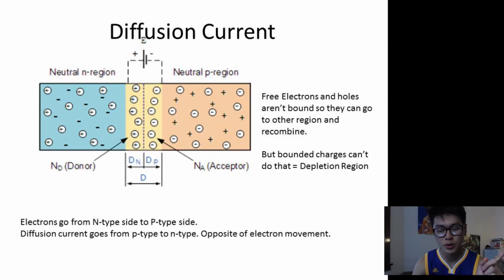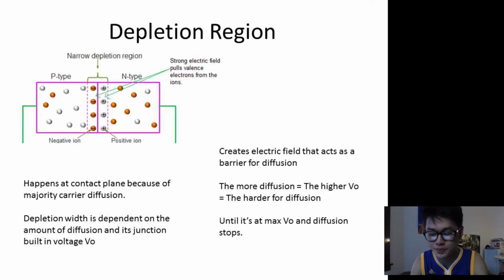So we'd have electrons going from the N-type side to the P-type side, which would result in the current going from the P-type side to the N-type side, since current is a reflection of the opposite movement of the electrons, which is kind of weird, but that's how it works. So that would create the depletion region, and the depletion region would happen at the contact plane because naturally the electrons closest to the P-type side would move over there, and then vice versa.